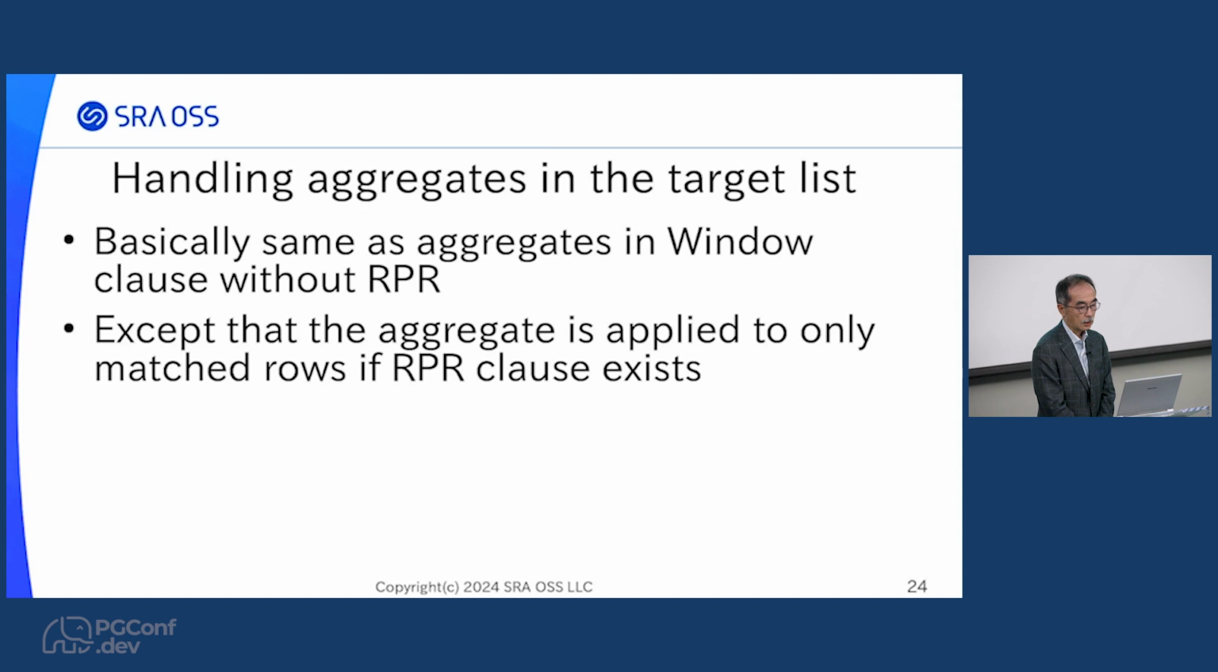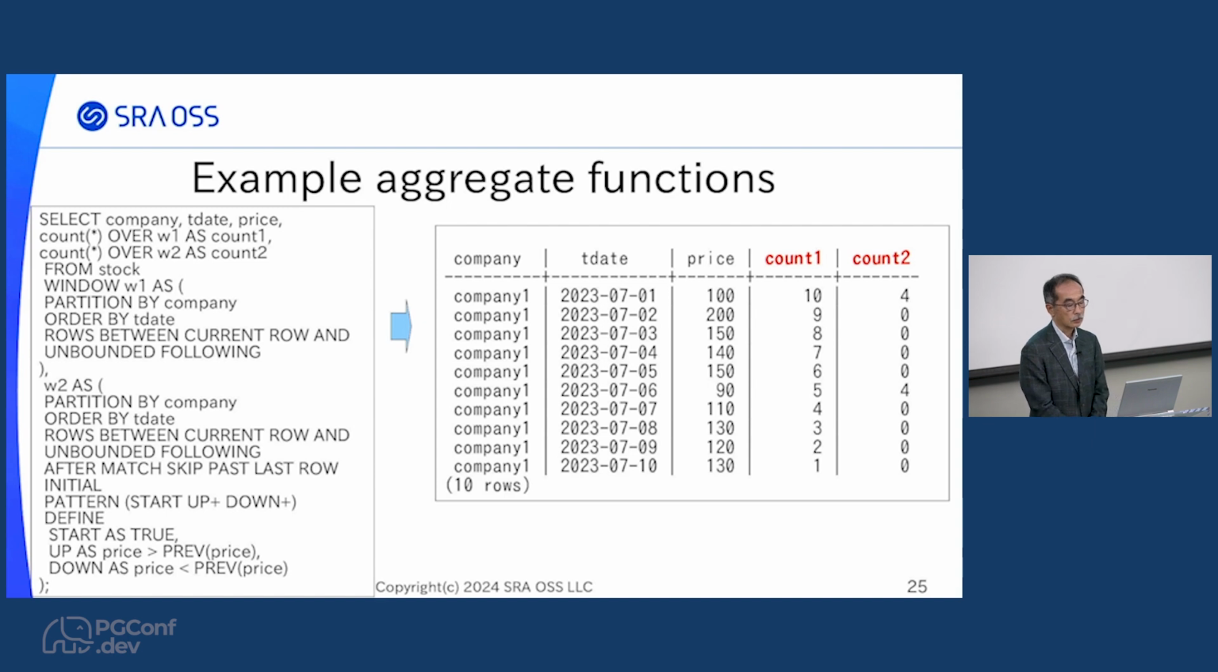Our next topic is how to handle aggregates in the target list if RPR is used. Basically, the usage of aggregate functions in a window clause without RPR is similar to the one with RPR. The only exception is that the aggregate is only applied to the matching rows. This is a little bit difficult to understand, I think, so I will show you an example of how these differ.